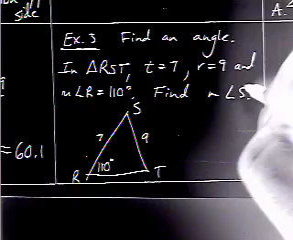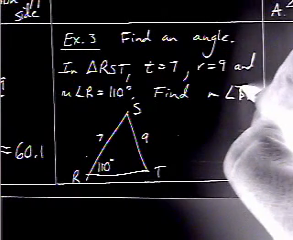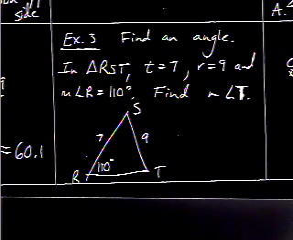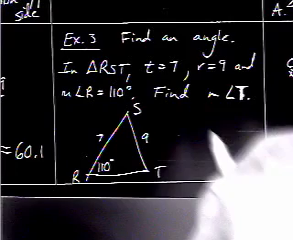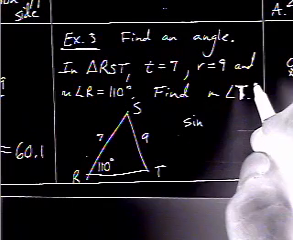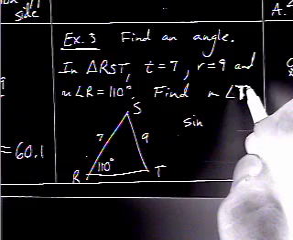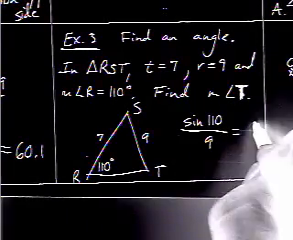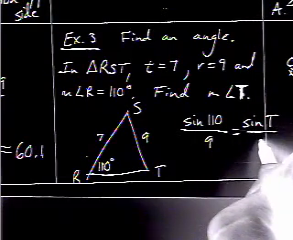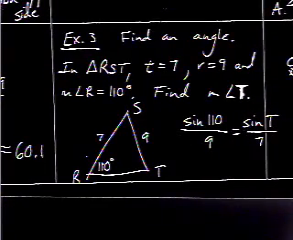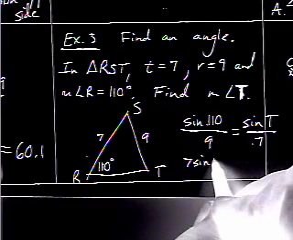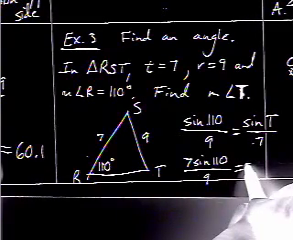Angle S. Let's go with angle T. Sorry. My bad. Angle T. So the sine of 110, yeah, sine of 110, sorry, thinking in my own mind, is equal to the sine of angle T over 7. Sine of angle T over 7. And we're going to cross multiply like we did before, right? 7 times sine 110 divided by 9 equals sine T.